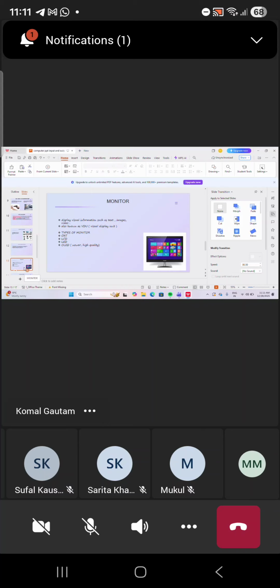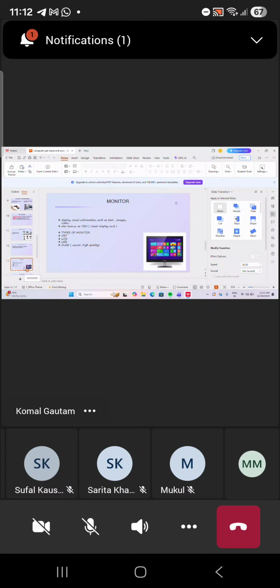First is the CRT. CRT is cathode ray tube, referring to the bulky, older type of display technology that uses an electron beam fired at a phosphorescent screen to create images, common in early monitors and TVs before being replaced by flat panel LCD or LED screens.